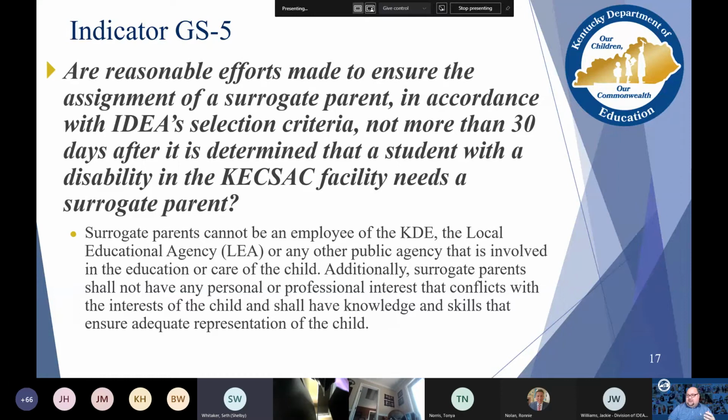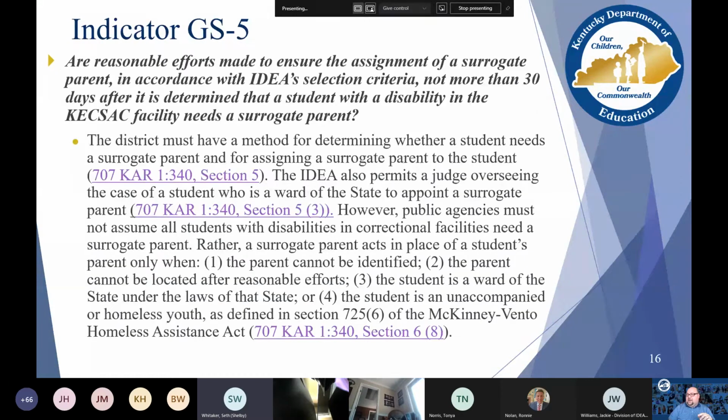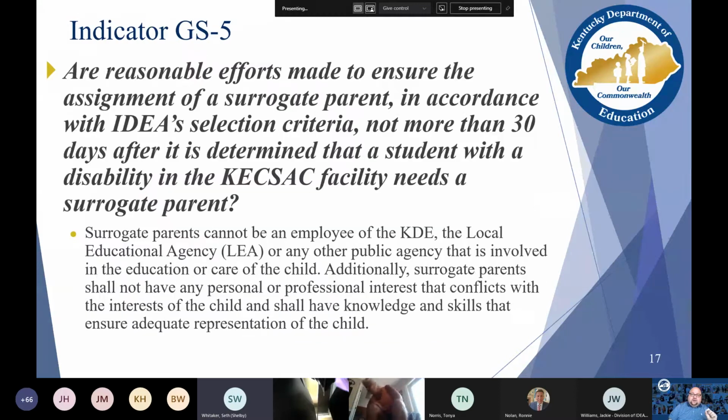So again, I would refer you back to that prior slide where we talked about that policy that each district is required to have for determining when a student needs a surrogate parent and assigning someone as the surrogate parent. And I can tell you all, this is one where sometimes you may have to go down a lot of rabbit holes to make sure that you're crossing your T's and dotting your I's. So I would highly recommend that you dig into your district policy and make sure your district has policy on surrogacy.